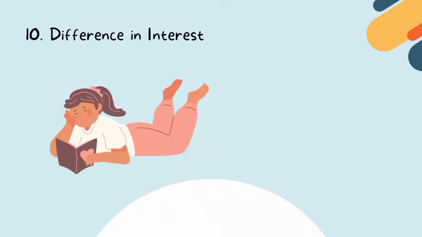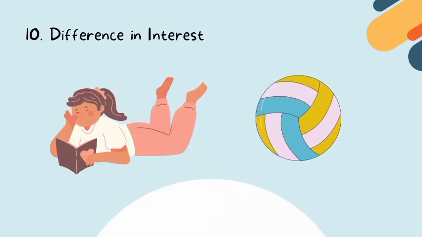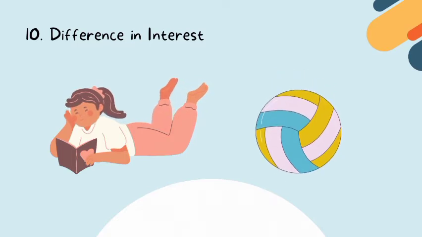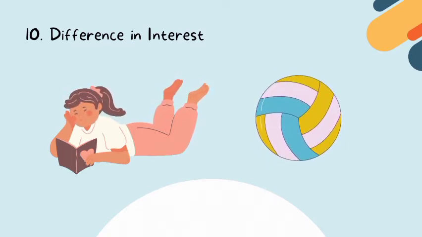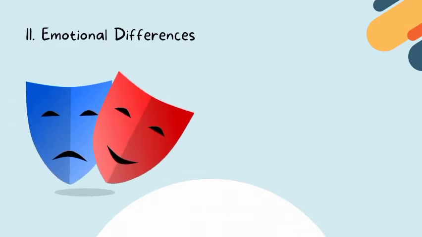Factors such as sex, family background, level of development, differences of race and nationality, and the like cause differences in interests of individuals. 11. Emotional differences. Individuals differ in their emotional reactions to a particular situation.